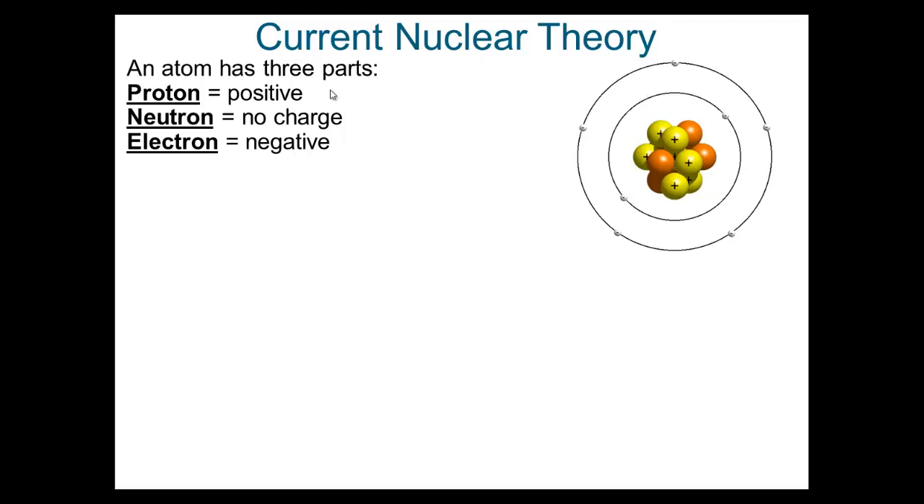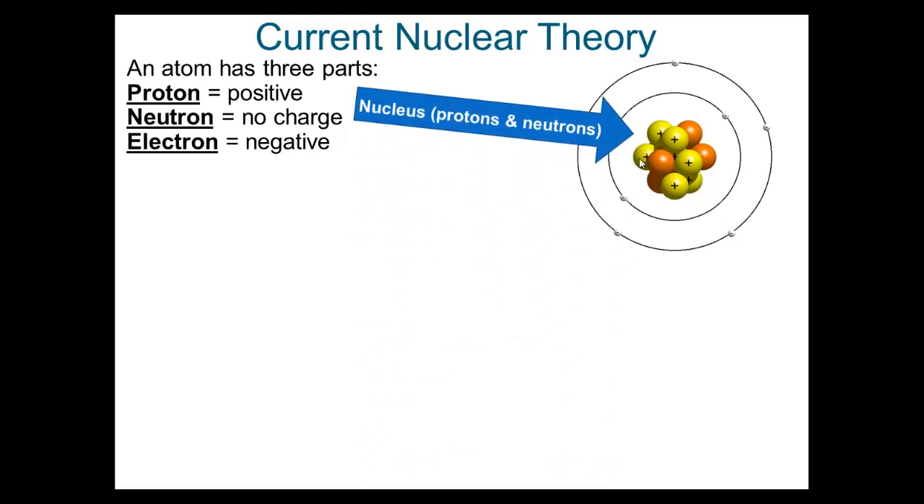An atom has three basic components: a proton, which has a positive charge. Proton and positive, they both start with P's. That's right here in the center. You see a positively charged particle. And then you have a neutron, which has no charge, and that's this orange particle here. Again, neutron, neutral, they sound similar. And the electrons are actually out here, and they have a negative charge.